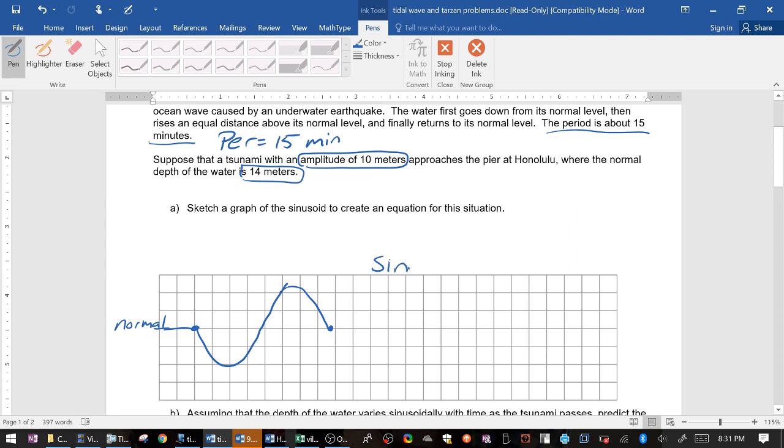Okay? Our normal level is 14 meters. So this normal value is at 14. All right? It says we have an amplitude of 10 meters, so it's going to go up 10 from here. So the max that we're going to get is 10 up. That's 24. And then that means we'll also go down 10. So the minimum is at 4.